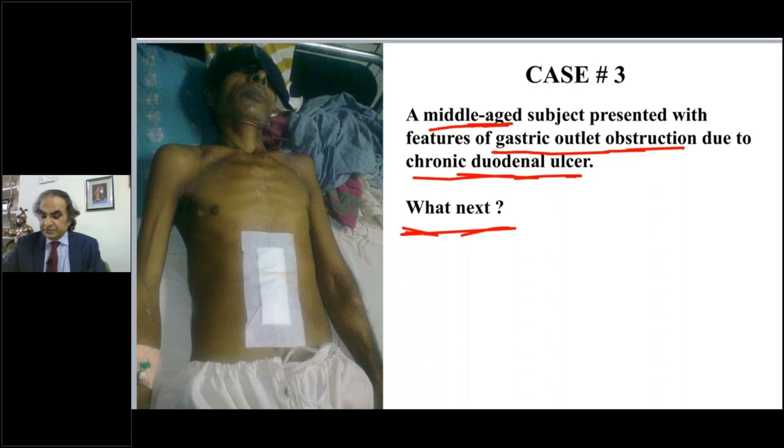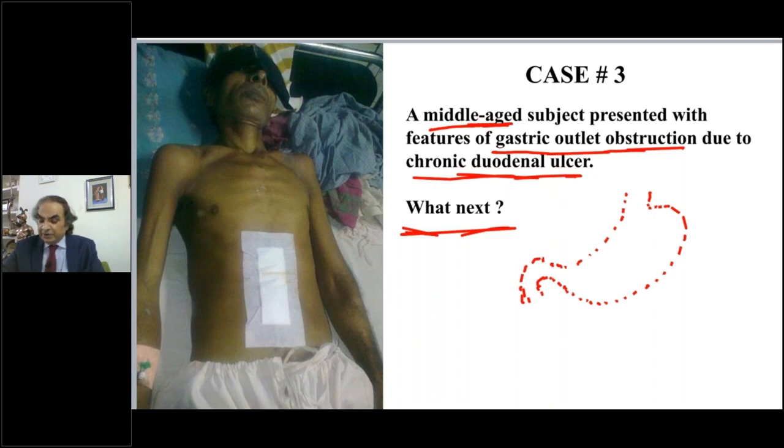Sir, to rule out whether there is gastric outlet obstruction, erect abdomen, chest, I mean... No, what history would the patient have? Listen to the question carefully. What would be the clinical way to make a diagnosis? He will be having vomiting.